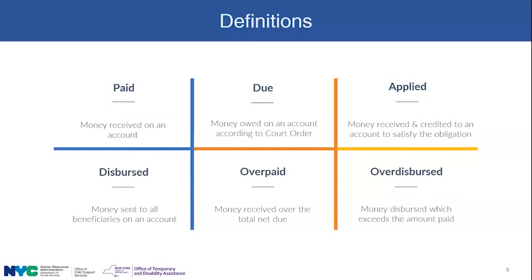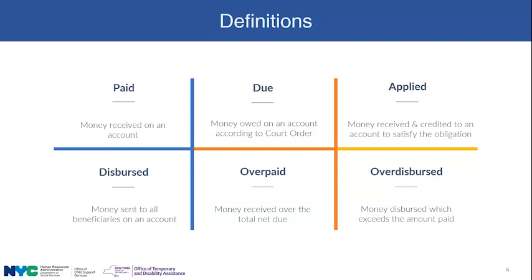Apply. Apply represents the total amount of money that has been received and credited to the account to satisfy the obligation. We also will discuss disbursed, which is the total amount of money that has been sent to all beneficiaries on an account. The beneficiaries could be the custodial parent, CP, or the Department of Social Services. We'll refer to it as DSS.